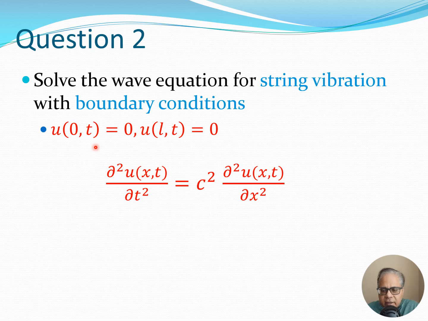So here the equation remains the same, and what happens here is that there is a string which is of length L, and so at the two ends of the string, that is at x is 0 and x is L, the string is essentially constrained. It's fixed at these two points, and therefore the displacement here is 0. So u here represents displacement. Of course, x is the coordinate along the length direction of the string, and t is time.